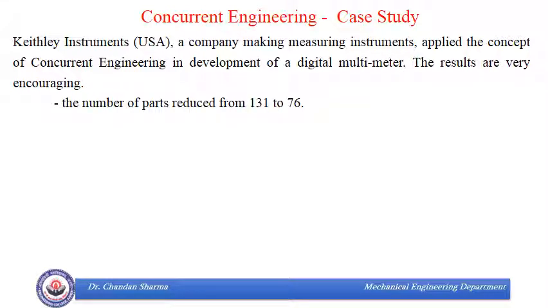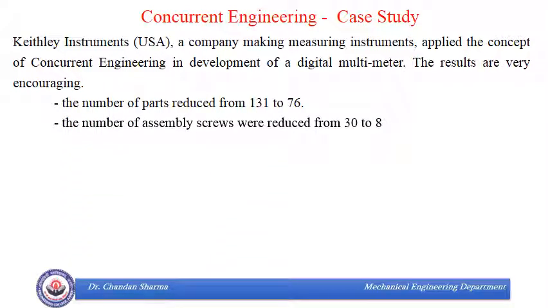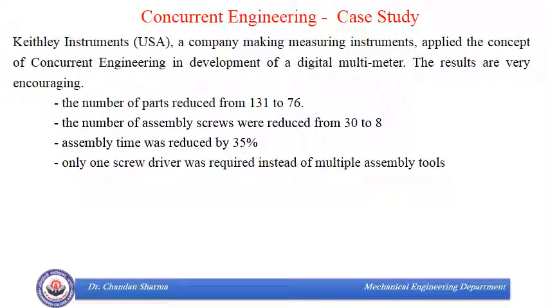Number of parts reduced from 131 to 76. Number of assembly screws reduced from 30 to 8. Assembly time was reduced to 35%. And only one screwdriver was required instead of multiple assembly tools. So this was a result of applying concurrent engineering in place of sequential engineering.